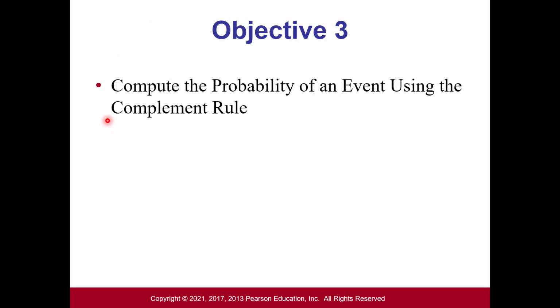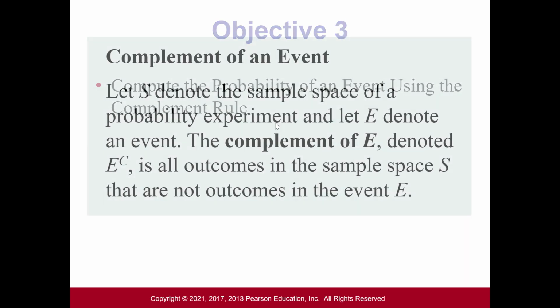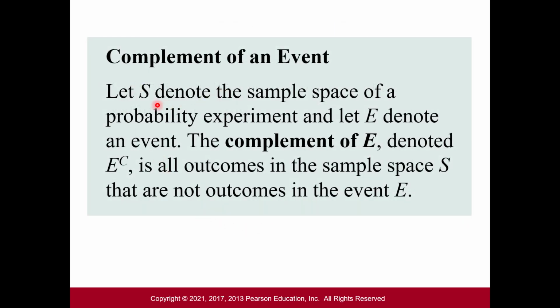All right, next let's compute the probability of an event using the complement rule. So the complement of an event: we let S denote the sample space of our probability experiment, and E denotes our event. We've used those notations in the past. And so the complement of E, which we denote as E with a little superscript C, is all the outcomes in the sample space that are not outcomes in the event E. So basically everything that's not part of the event E is its complement.